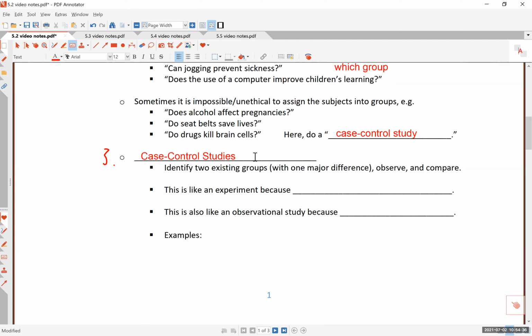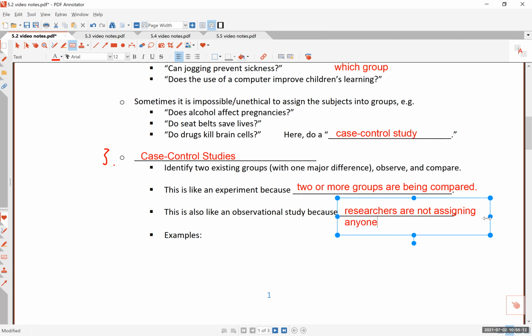That's a good way to think about this. And I am putting this as a third and separate category of studies. In a case control study, subjects identify the two groups and they choose for themselves which group to belong to. So this is like an experiment because two or more groups are being compared. But it's also like an observational study because researchers are not assigning anyone into groups.